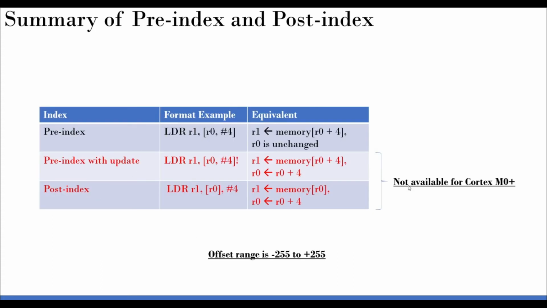This is not available for Cortex M0 Plus, but there is an option: if I do this particular thing, memory at R0 plus 4 will be loaded into R1, and then R0 will be automatically incremented by 4. So R0 will not stay at whatever address location we initially loaded, but it will also get incremented. That is the important thing. Some other options are self-explanatory, not very difficult. And the offset can range from minus 255 to plus 255.